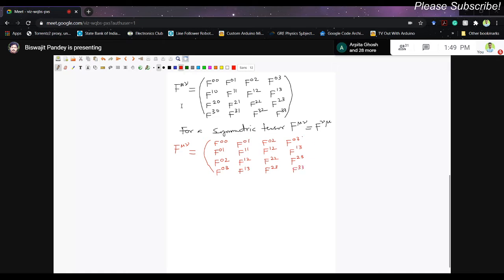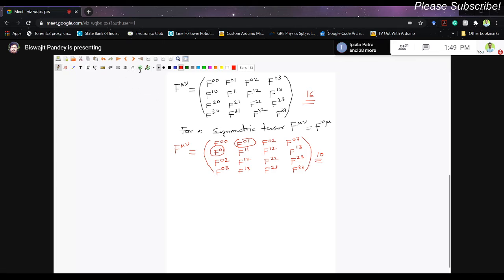So this symmetric second rank tensor in 4 dimensions now has how many components? You see, they are the same, f01, and these are the same, right? So basically, how many components? 3, 3, 6. I mean, f01 and so on, and these diagonal elements are there, f00, f11, f22, f33. So all together, from here we had 16 components, right? Now we have 10 distinct components. From 16 we have reduced it to 10. For a symmetric tensor, we have 10 distinct components.